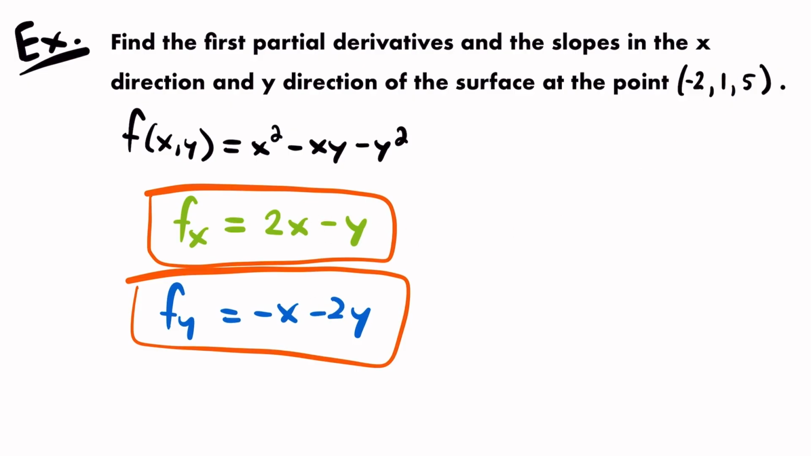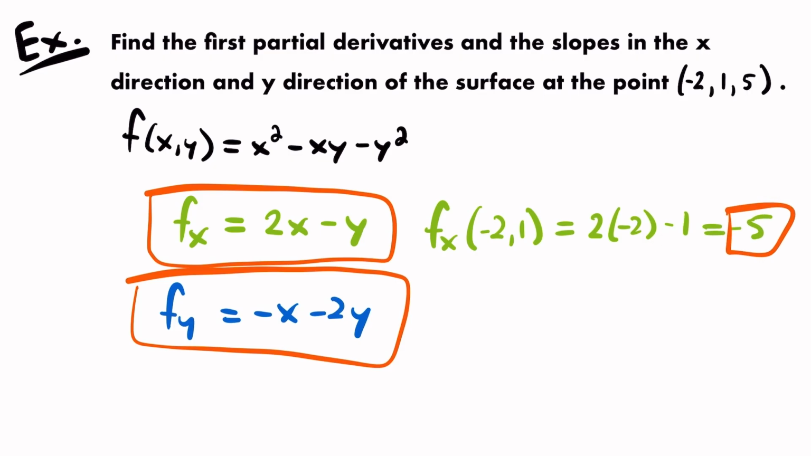So let's start with the slope in the x direction. We'll take f_x of negative 2, 1, right? Negative 2 is the x coordinate, 1 is the y coordinate. And so plugging negative 2 in for x and 1 in for y, here's what we will get. We'll have 2 times negative 2 minus 1. 2 times negative 2 is negative 4, and then minus 1 is negative 5. So negative 5 is the slope in the x direction.